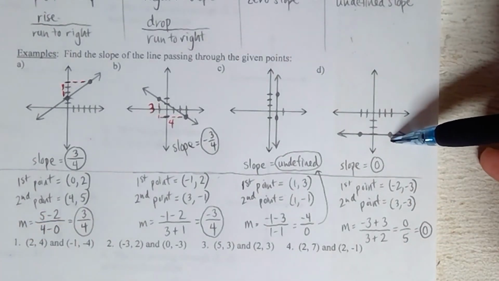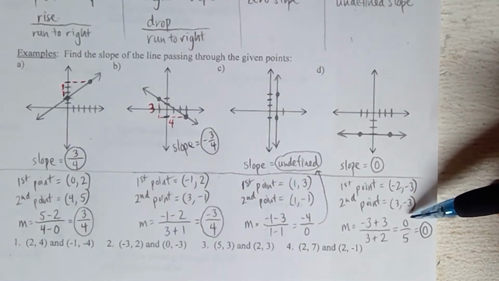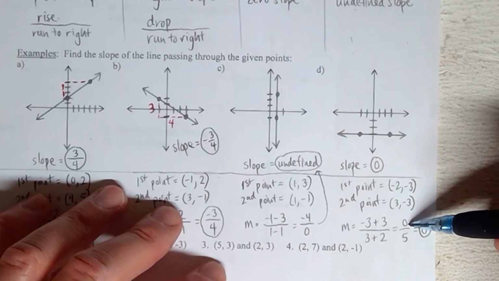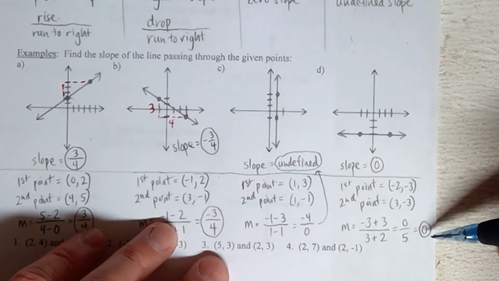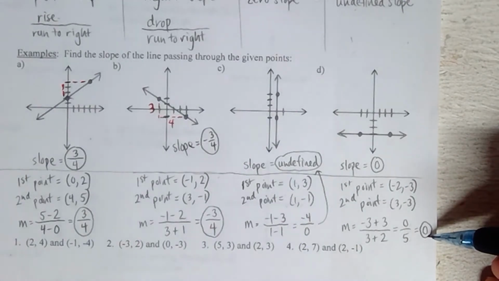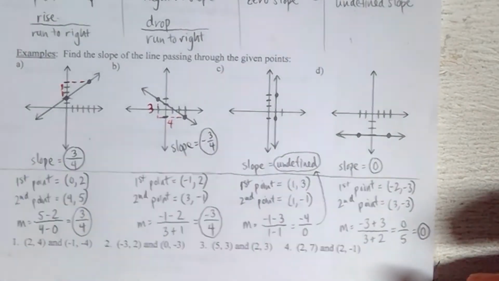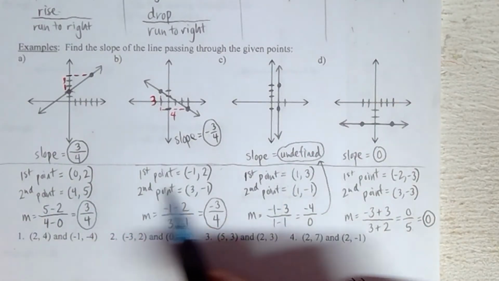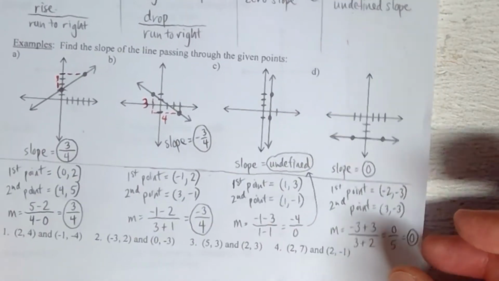But no matter how far it's going to run here, since the top is 0, we know that whenever the top is 0, as long as the bottom isn't, you're going to get an answer of 0 for the slope. Okay, so 2 different ways of doing it, whether by the graph or by this formula down here. So I'll leave it up to you here.